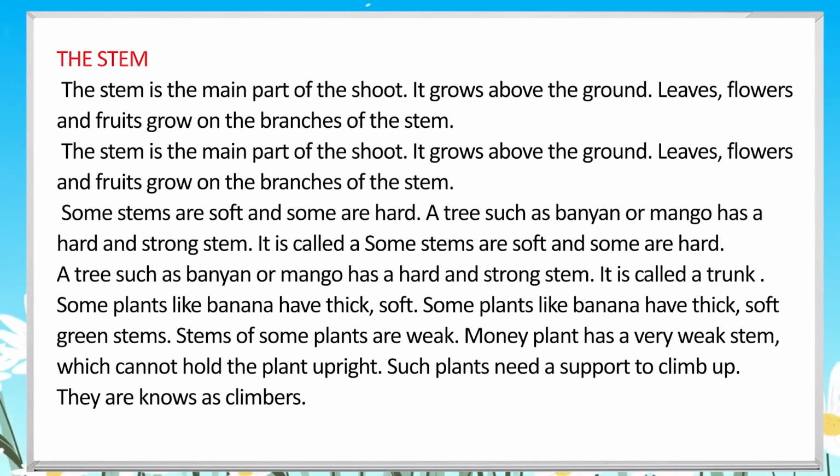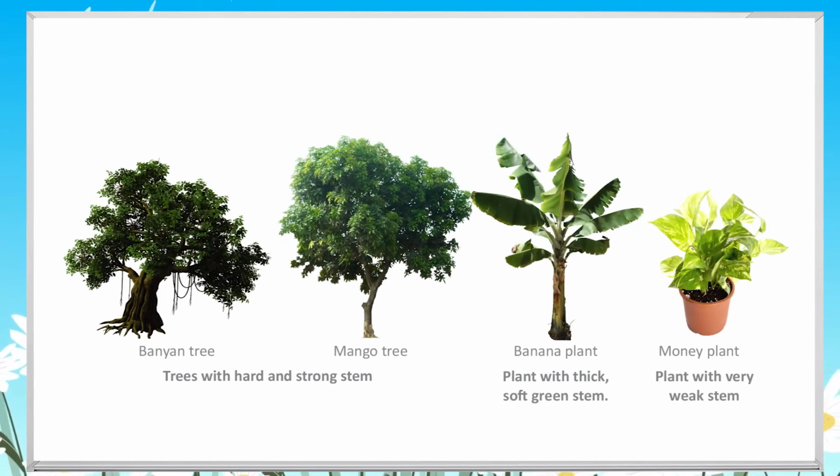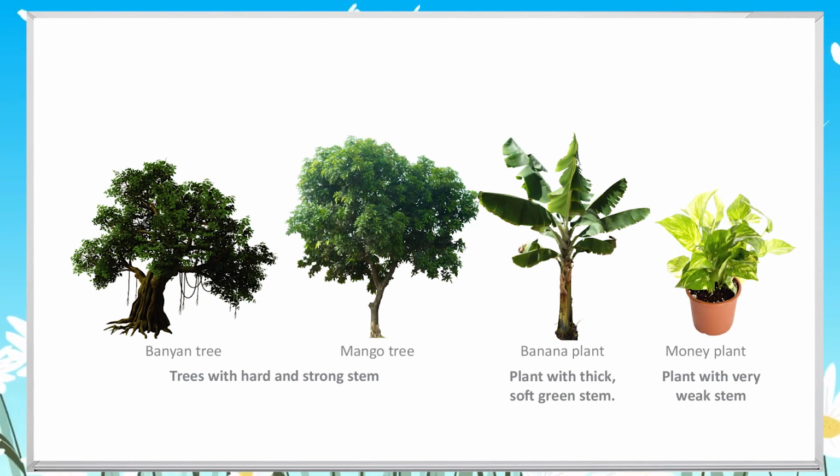Stems of some plants are weak. Money plant has a very weak stem, which cannot hold the plant upright. Such plants need a support to climb up. They are known as climbers. Trees with hard and strong stem: banyan tree, mango tree. Banana plant: plant with thick, soft green stem. Money plant: plant with very weak stem.